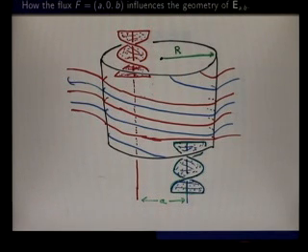So let me just explain, how does the flux determine the geometry of E_AB? Now that's interesting. How do these numbers A and B work, what's going on there?